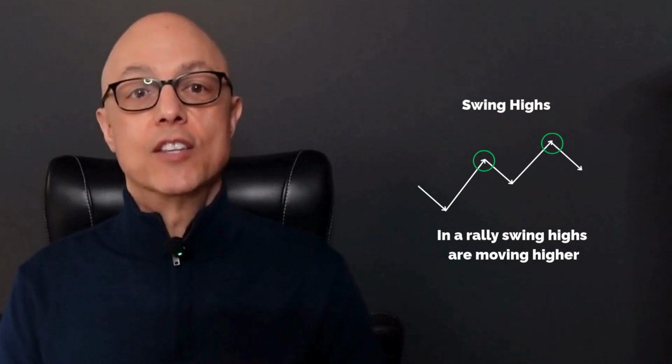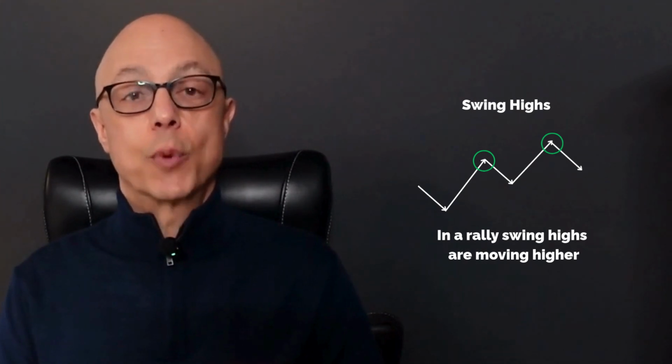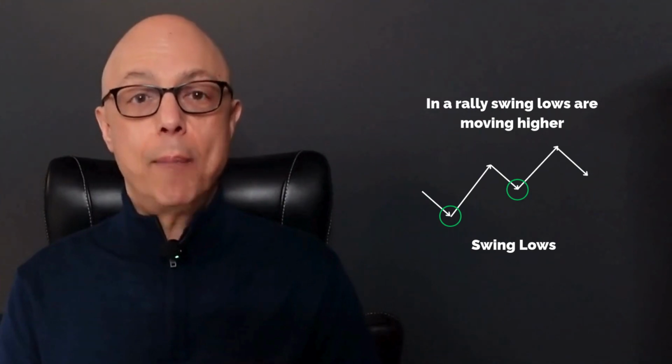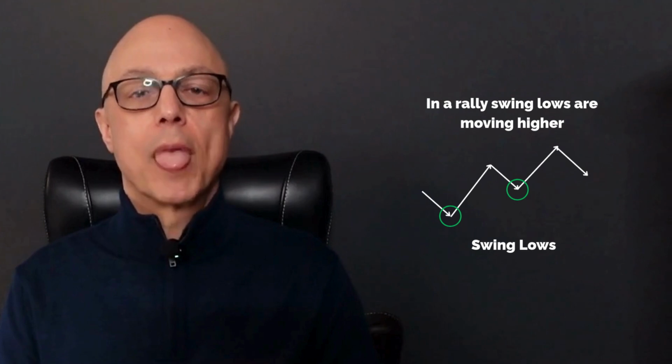A swing high is a price peak. It forms right before the market turns downward. A swing low is a price trough. It forms right before the market turns back upward. In simple terms, these are the turning points in price movement. Every chart you'll ever look at is built from these turning points.